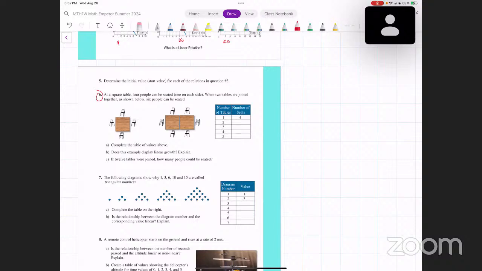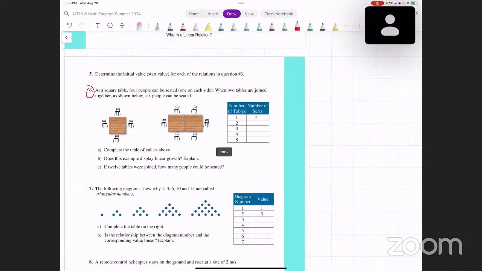All right. So the square table, 4 people can be seated. So when 2 people join together, and so on, complete the table. All right. Are you guys done? Still filling in the table? Almost done. Okay, I'm done. Who's that? Vaishali. All right, complete the table. Vaishali, you know what? I'm going to wait for you. So I'll ask somebody else.